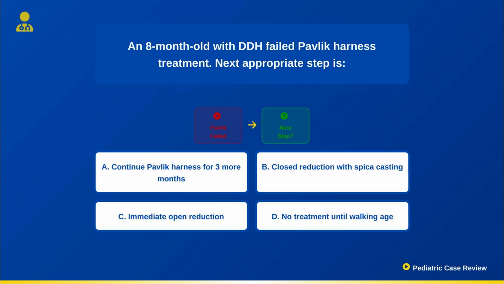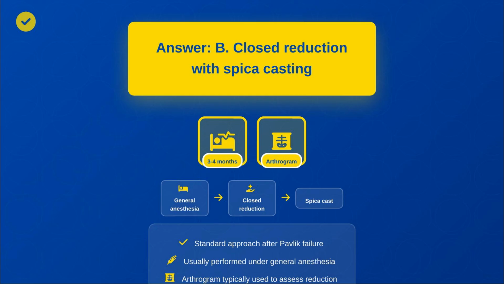An 8-month-old with developmental dysplasia of the hip failed Pavlik harness treatment. The next appropriate step is which of the following? A. Continue Pavlik harness for 3 more months. B. Closed reduction with spica casting. C. Immediate open reduction. D. No treatment until walking age. The correct answer is B.